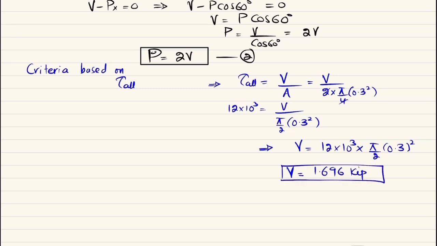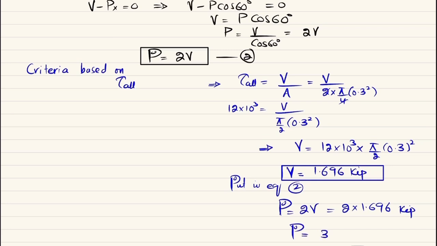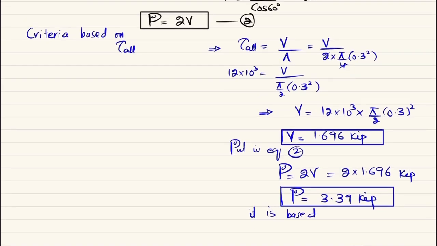Now you have this V, so put it in equation number 2. So you will get P is equal to 2 times V, and that is equal to 2 multiplied by 1.696 kip. So you will get P equal to 3.39 kip. Now this is the tensile load based on shear stress, the allowable shearing stress.